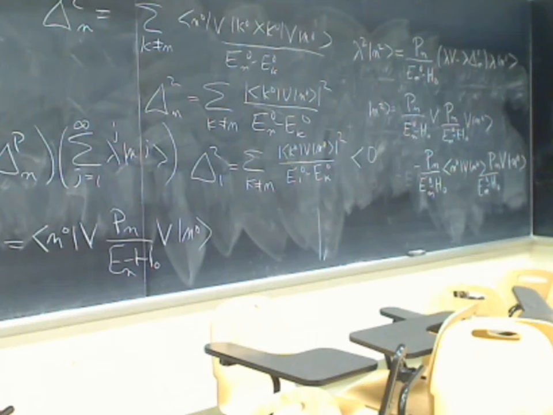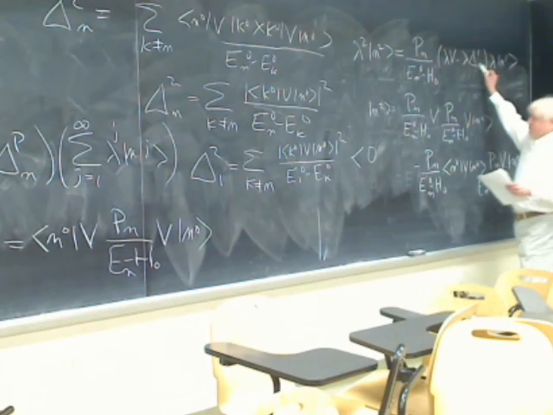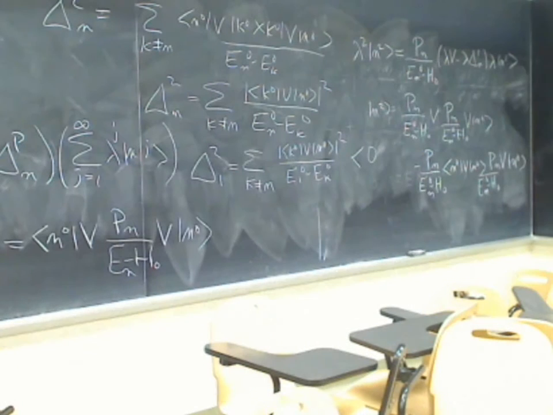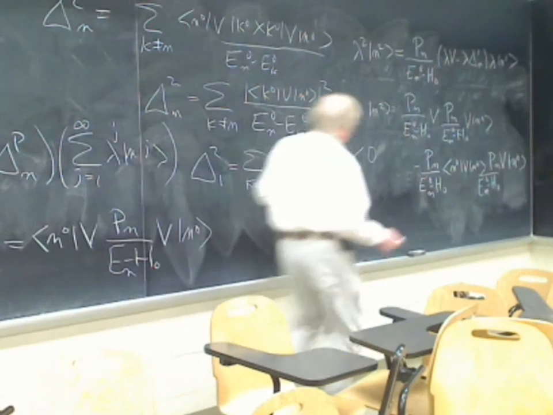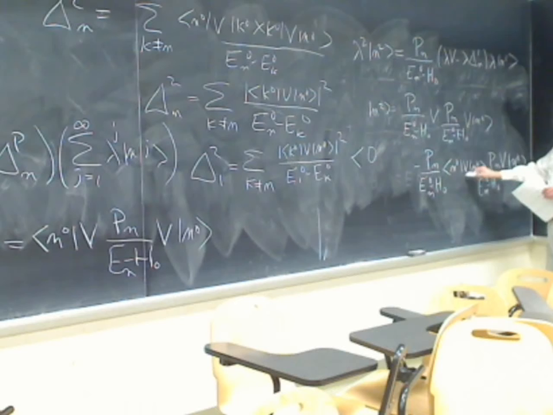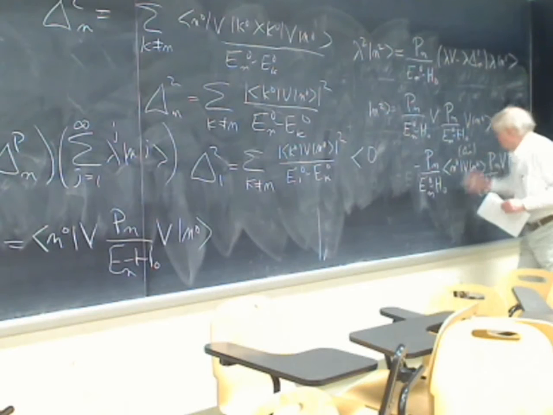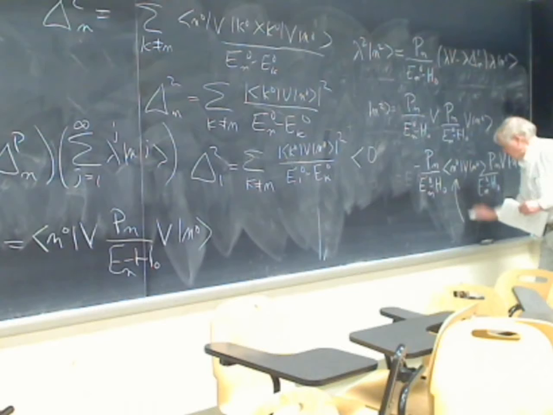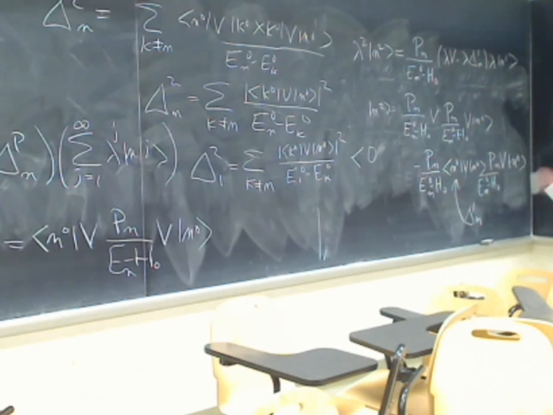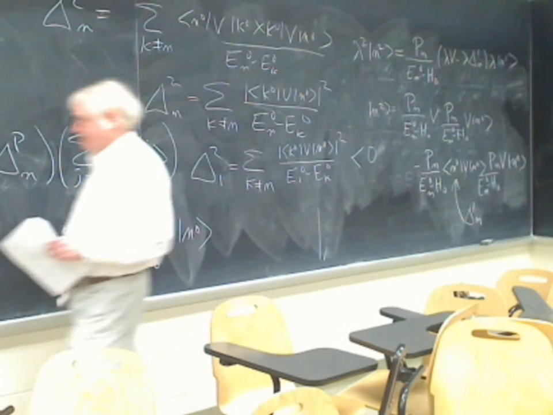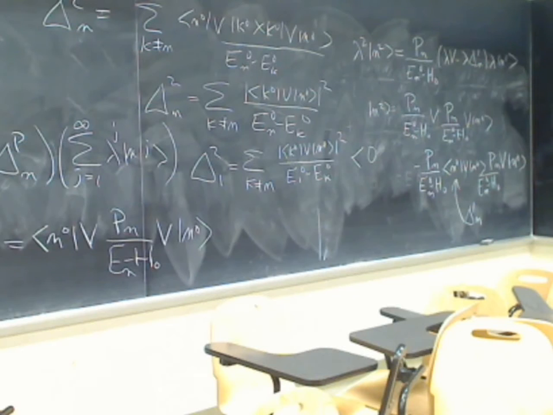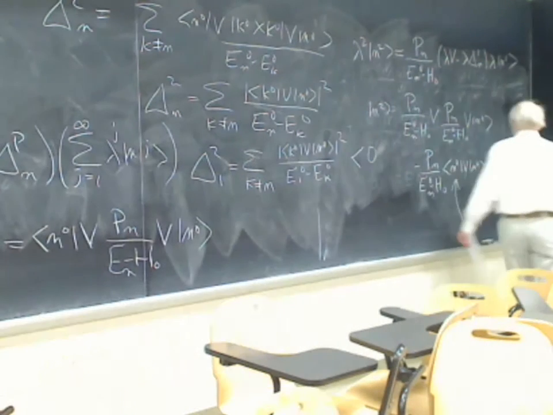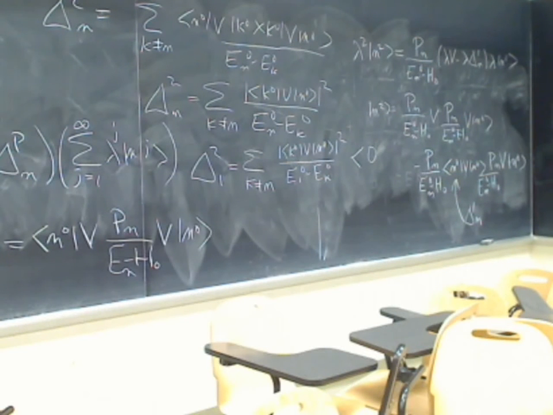In other words, we have to use, first of all, our expression for delta 1 N. Our expression for delta 1 N, you remember, was N0 V N0. And so that's delta N1. So this is a comment in parentheses, not part of the equation. That's delta N1, and then N1, the state, is Pn over En0 minus H0 Vn0. And so that goes over here. So that's the expression for N2.